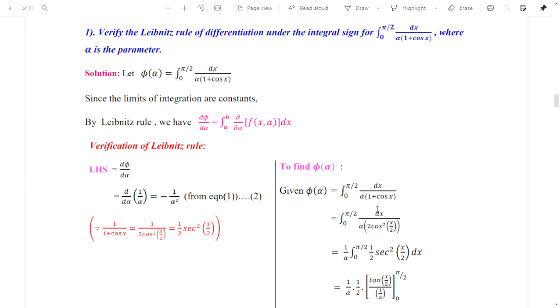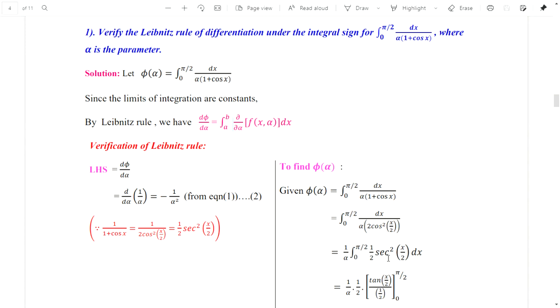We know that 1 plus cos x can be written as 2 cos squared of x by 2. So that 1 by cos squared will become secant squared of x by 2. So this will become 1 by alpha, which is constant because we are doing integration with respect to x. So 1 by alpha into integral of 0 to pi by 2. This 1 by 2 I wrote at the beginning, and we know that 1 by cos squared is nothing but secant squared of x by 2 into dx.